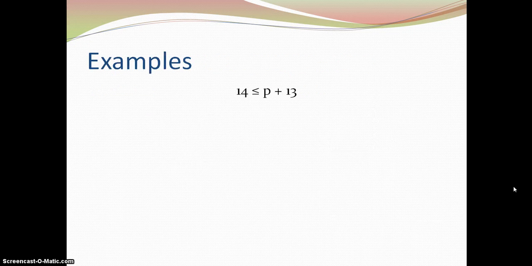So let's take a look at another one. We have 14 is less than or equal to p plus 13. Same process as before. Since it's almost like an equation, we're going to draw that line, and now we're going to subtract 13 from both sides because it's a plus 13. Now what happens here is the 13s cancel out, and we're left with 1 is less than or equal to p. So now we're on to our number line.